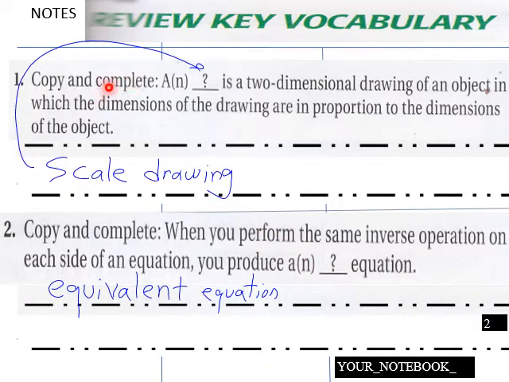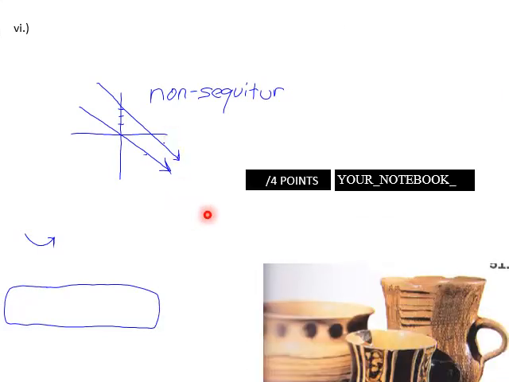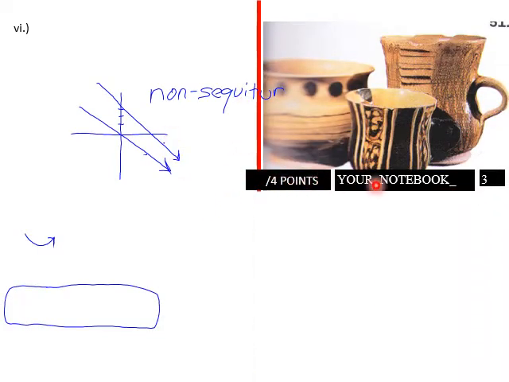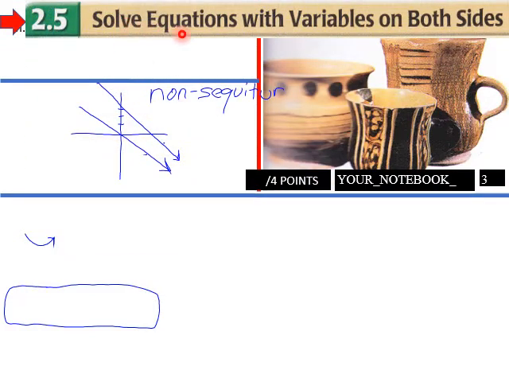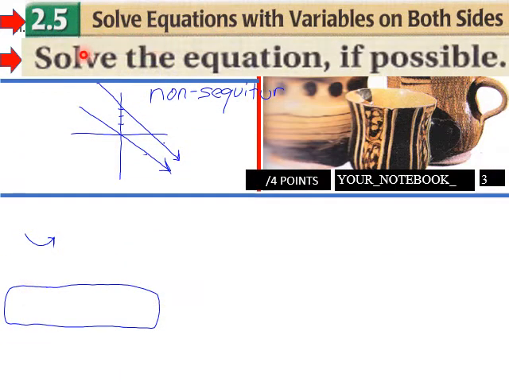Page 2 is a vocabulary here again. Copy and complete up here, fill in the blank. Copy and complete, fill in the blank there. And you got 6 points here for page 2. Page 3 is a notebook entry, 4 points here for page 3. 2.5, solve equations with variables on both sides.